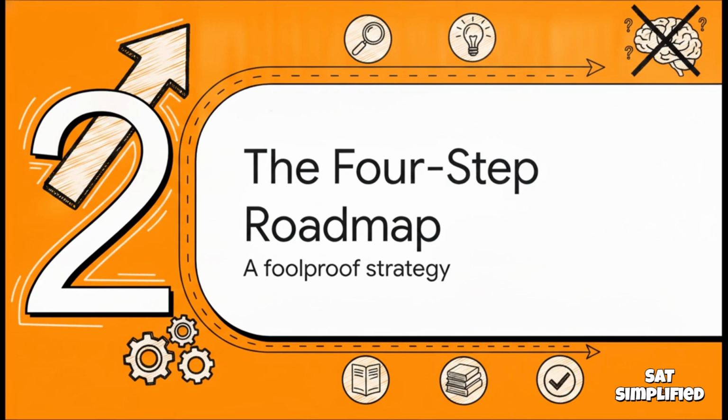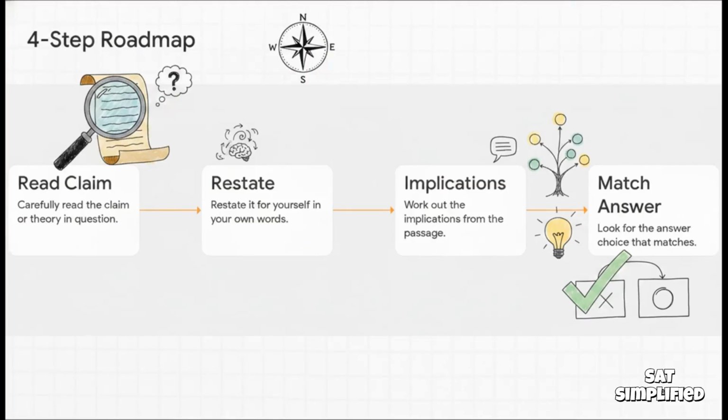Let's move to Section 2, the 4-step roadmap, which is basically your foolproof strategy. Consider this your bulletproof playbook for basically any text completion question. Step 1. Carefully read the claim or the theory, which is usually sitting right before the blank. Step 2 is absolutely crucial, restating it in your own words. And don't write a novel here, just a quick 3 to 6 word summary on your scratch paper.